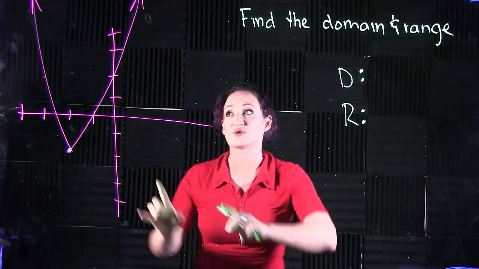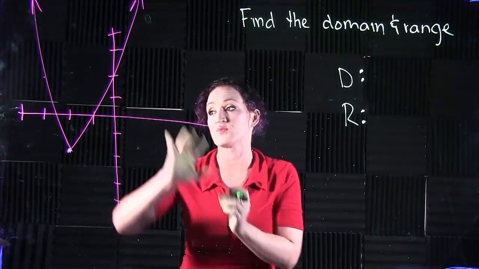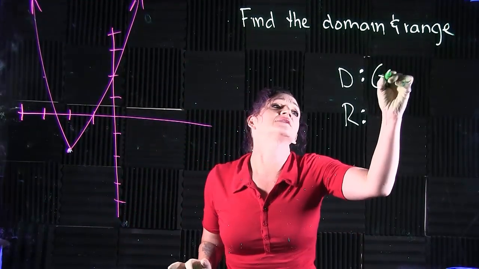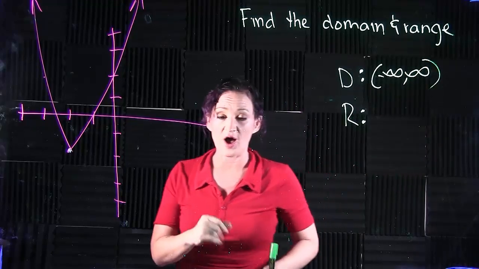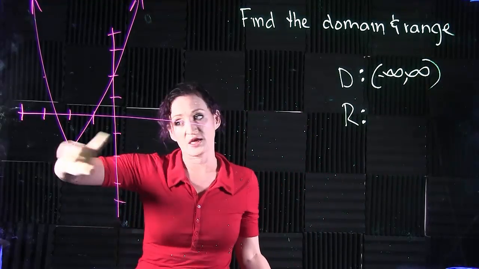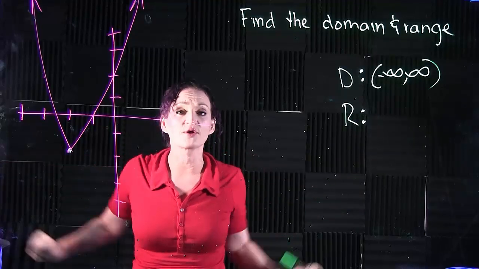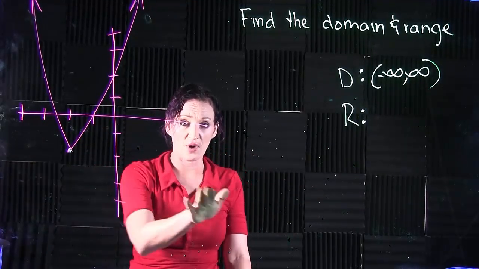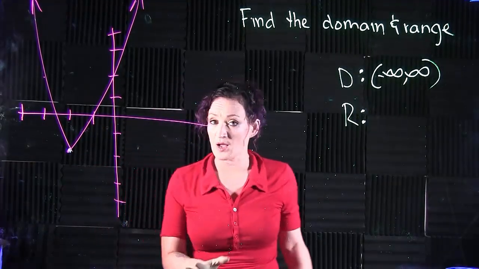So when that's the situation, when you have arrows on either end with no breaks, that is a negative infinity to a positive infinity situation. It's going to continue to go negative. It's going to continue to go positive when we're talking about left and right. The same might not be true for the range.